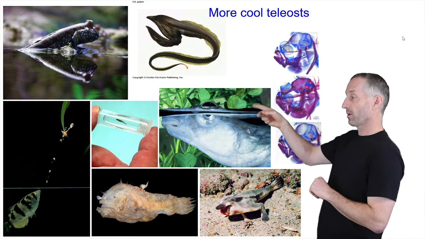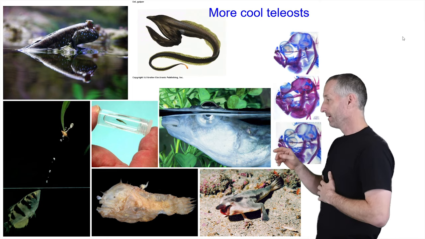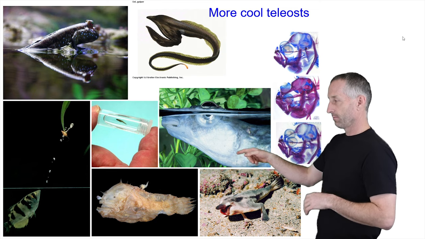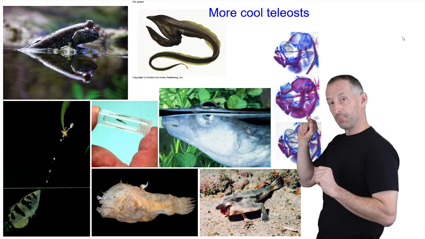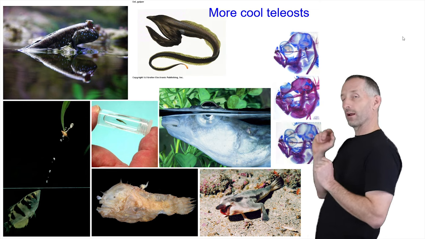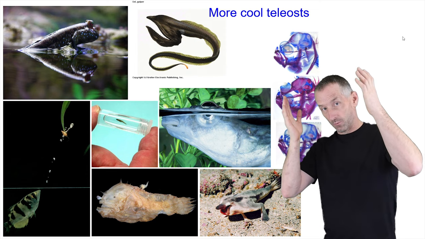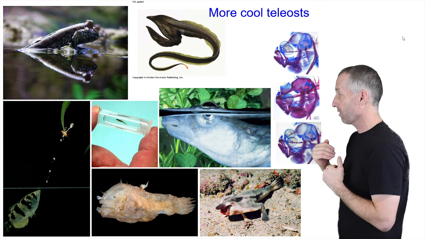The world's smallest vertebrate, some argue, is shown in that little vial there. There are anglerfishes in the bottom, with the parasitic male on the top in this case. You have the four-eyed fish, which has separate retinas, one half of it for seeing outside of the water and one half of it for seeing inside the water.